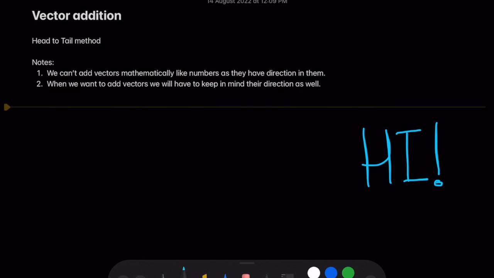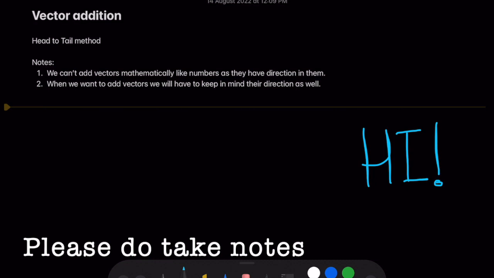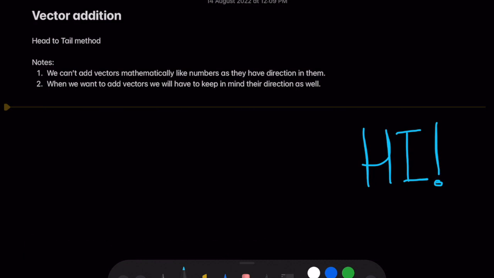This method has a weird name though. As you can see, it's called the head to tail method. Now I know you might be very confused, but hold on to your horses as I'm about to explain it in just a second. But before we start, there are some things to keep in mind.